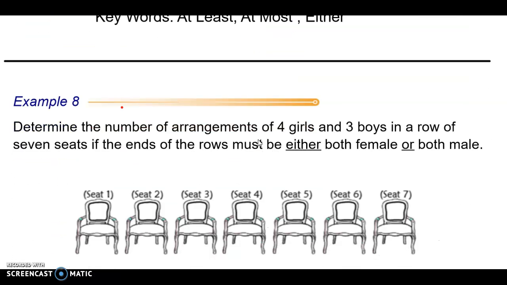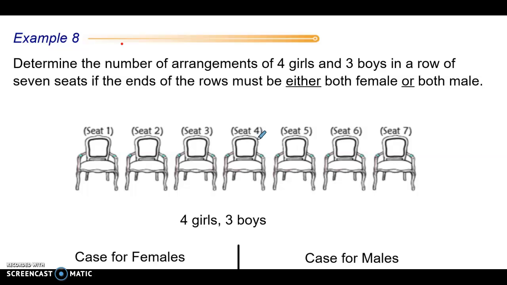Example 8. Determine the number of arrangements of 4 girls and 3 boys in a row of 7 seats if the ends of the rows must either be both female or both male. So the key word here is either. We are going to take each of those cases individually to find the number of ways to have a female at the end of each row of the seat. And then we're going to look at the number of cases where there's a boy at the end of each seat.